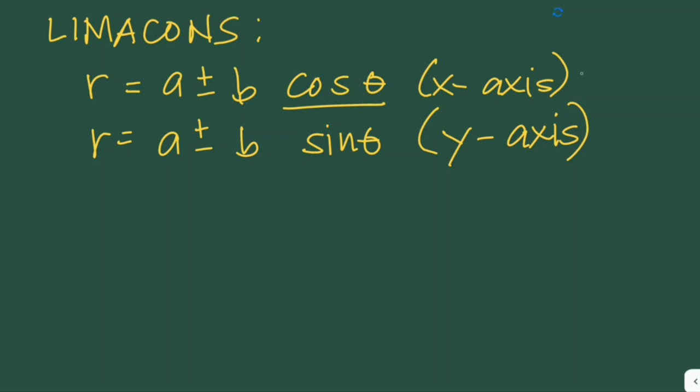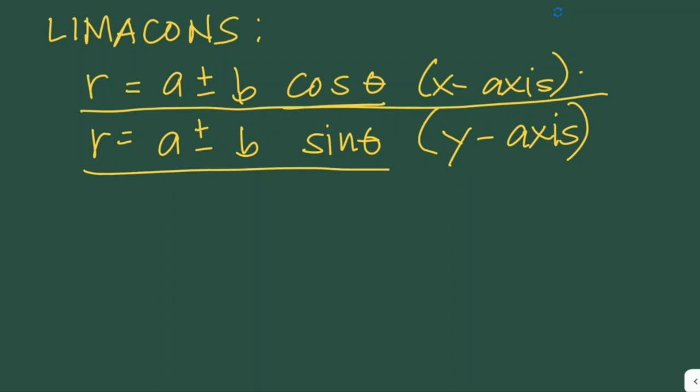If it is positive, then the graph of this equation would be facing towards the right. And if it is negative, it would be facing towards the left. And for sine theta, if it is positive, then it will face upwards. And if it's negative, or minus, it would face downwards.